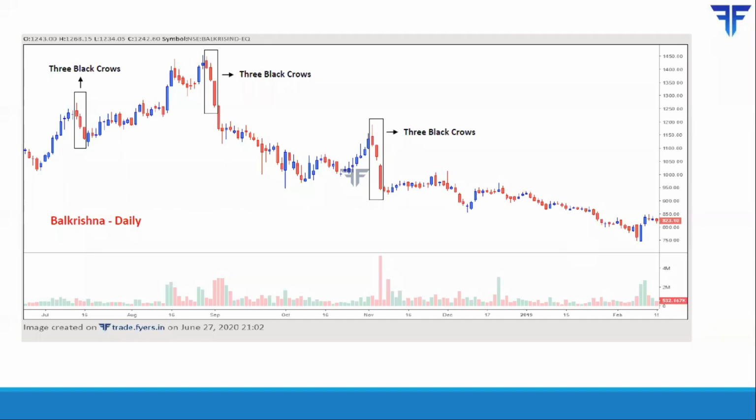Now here is the chart of Balkrishna Industries. The entire stock was in a downtrend. Initially, for the first one third of the chart, as you can see, the trend was up, but then it turned down. At the extreme left of the chart, you can see a three black crows forming over here.